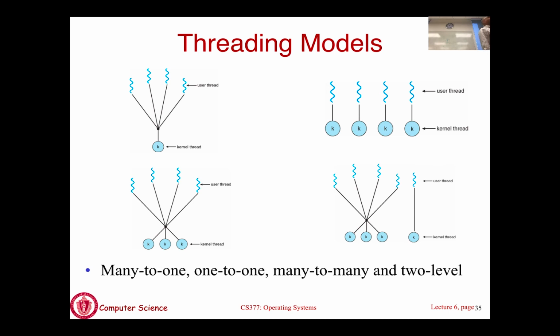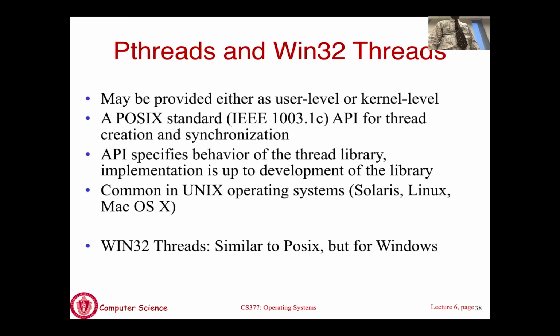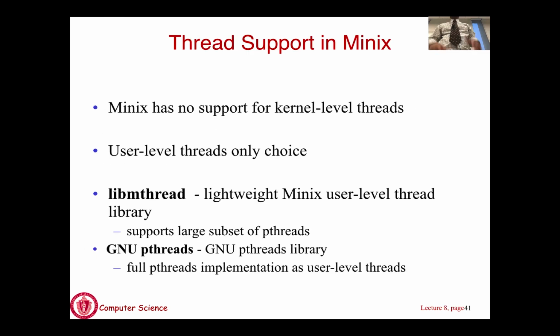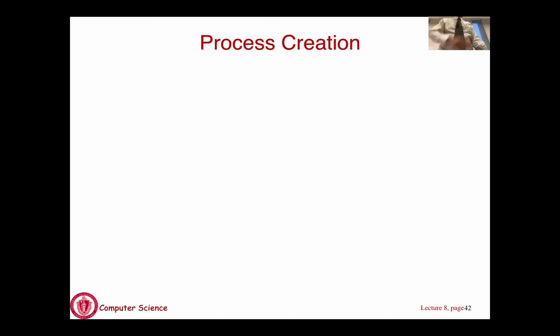So if you have a browser, for example, maybe the GUI thread is getting mapped to a kernel thread for high responsiveness, but some background processing can be shared. And so you can decide if you want to deviate from the one-to-one. Okay, any other questions here? All right. So we did threads, and as I said, none of this applies to Minix other than the user level concepts, because that's all that Minix actually has.